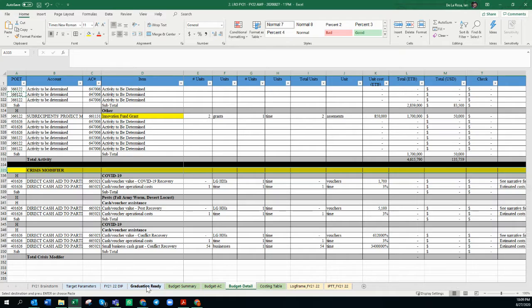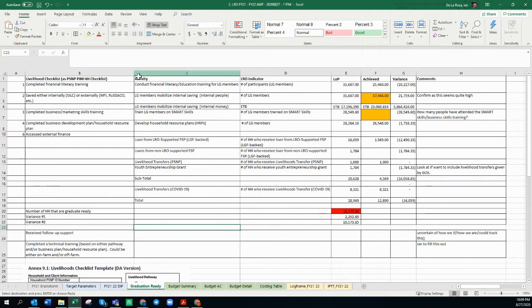A couple other things. This one I'll be doing a discussion about tomorrow. I've shared this with a few people, but what it's coming down to, if we want to hold ourselves accountable to number of people who are graduation ready, we need to make sure that we know what that means. So right now, the target is 18,375. So with that being the case, we need to make sure that one of the key assumptions we make is that to graduate, you need access to some type of external finance.